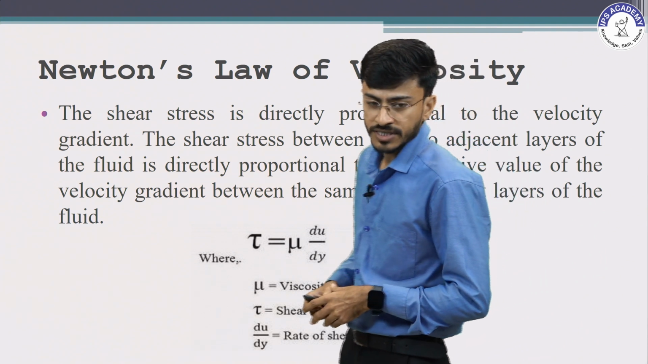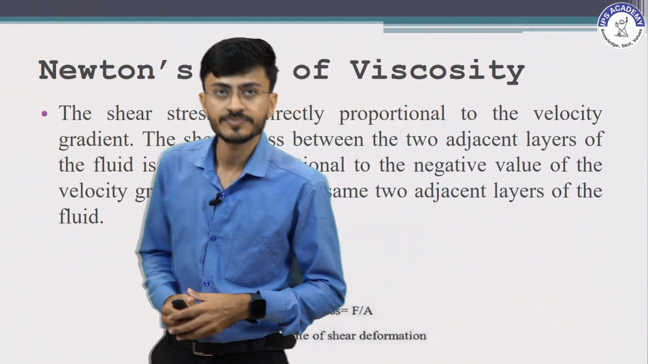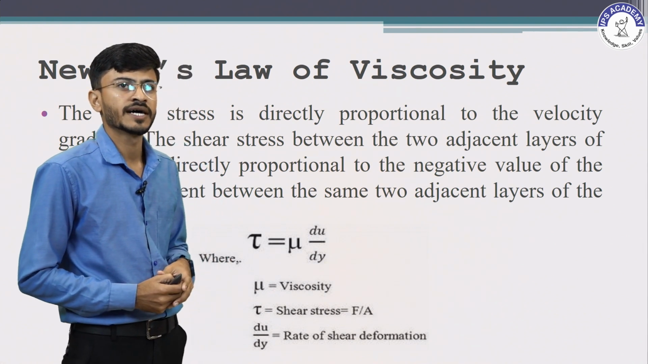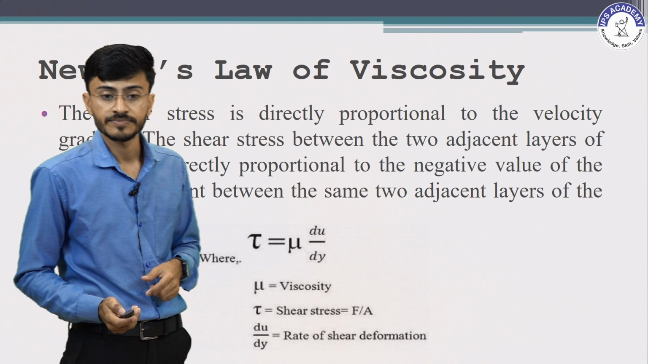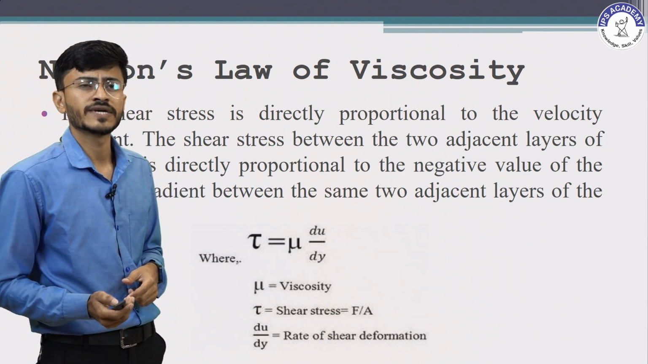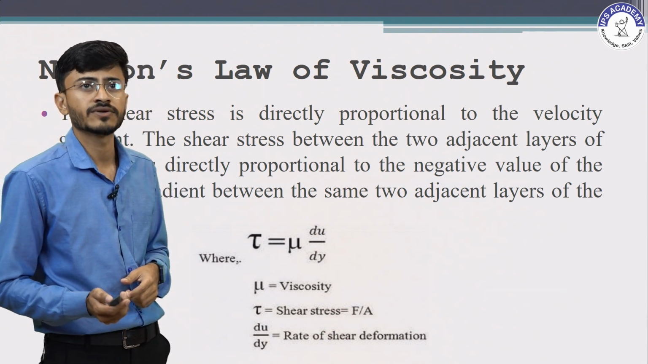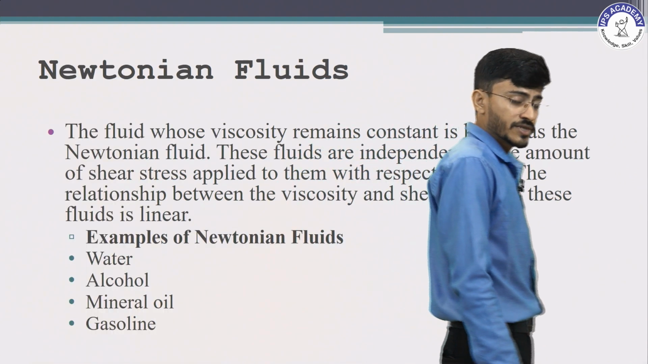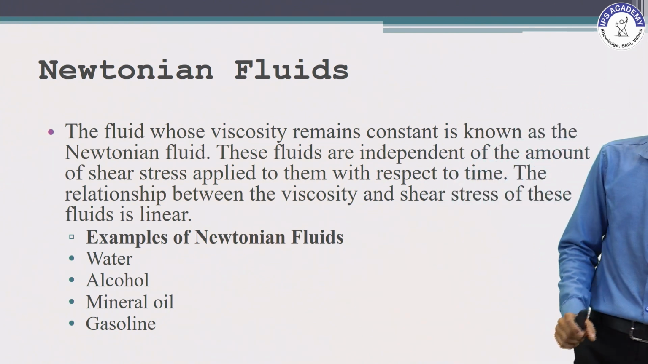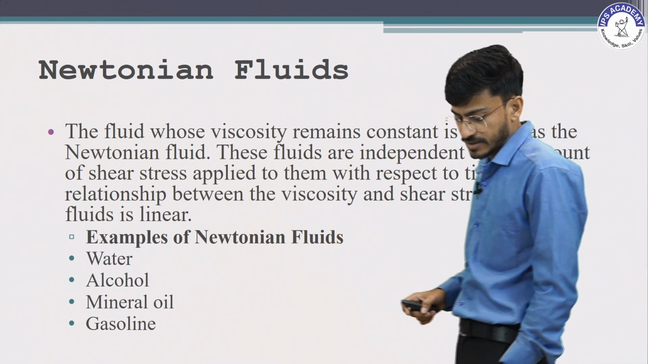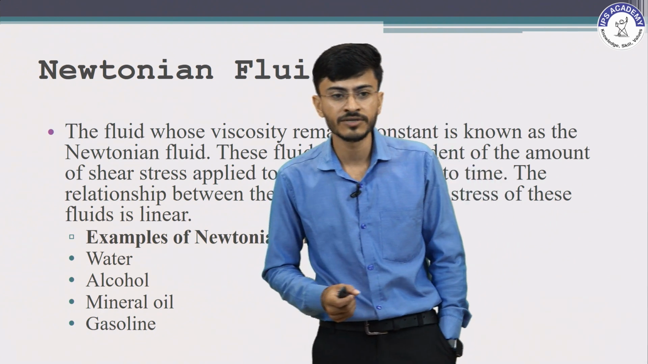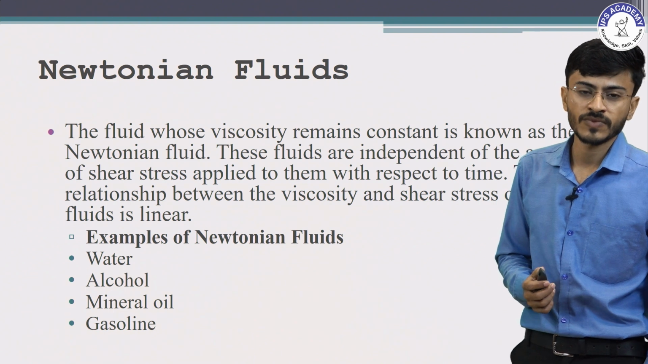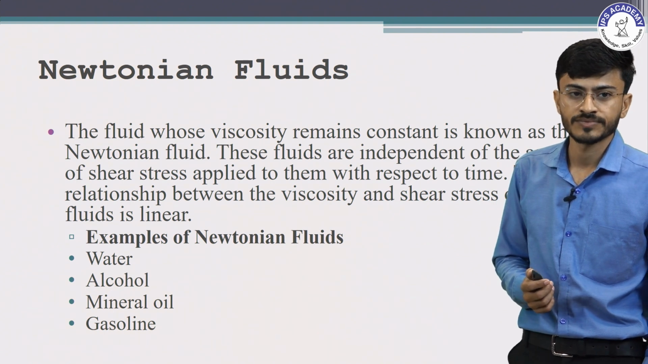Here in the formula you can see tau is the shear stress and mu is the viscosity, whereas du by dy is the rate of shear deformation. So by using this formula we can calculate the shear stress acting on the layer between the two layers of the fluid. According to Newton's law, there are two categories of fluid. The first one is the Newtonian fluid, which obeys Newton's law, and the second one is the non-Newtonian fluids, which do not obey Newton's law.